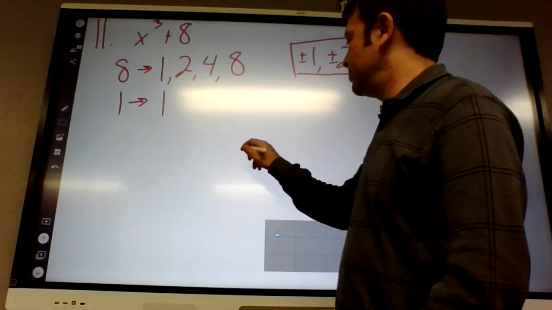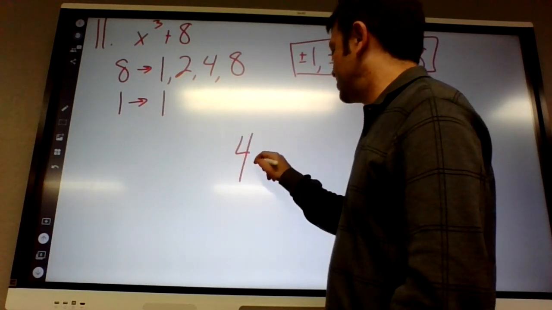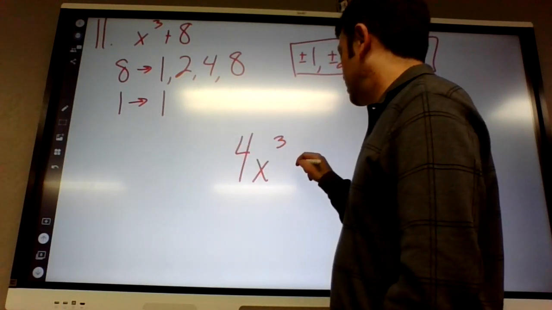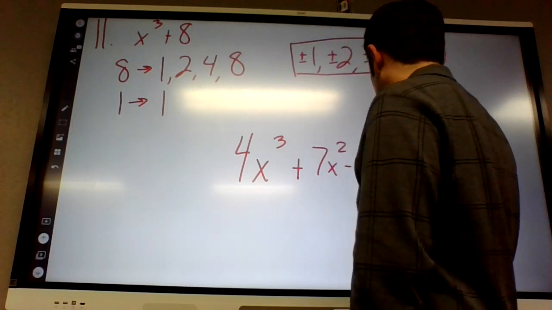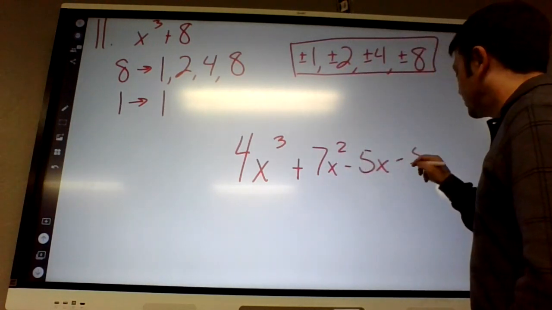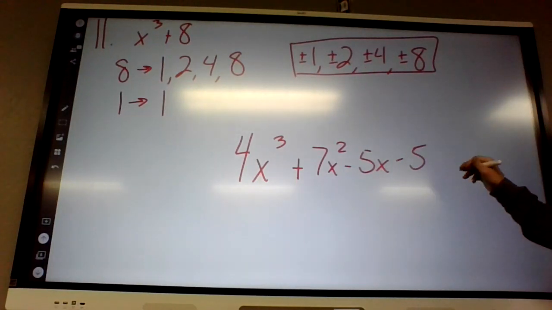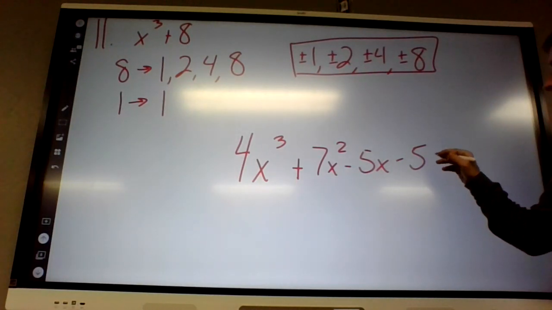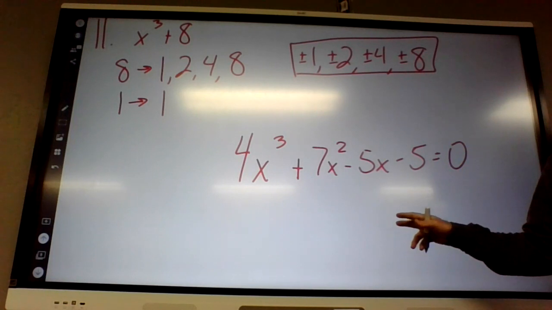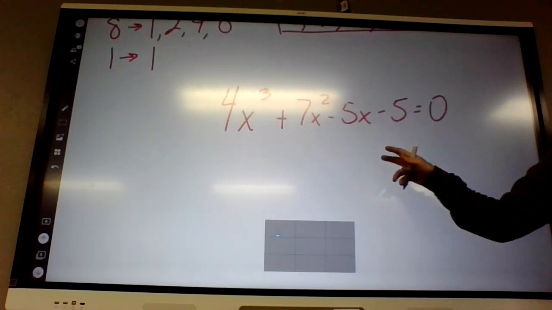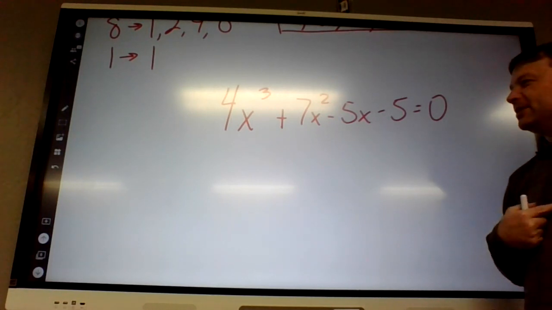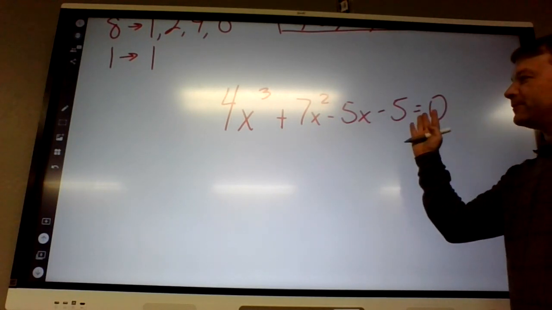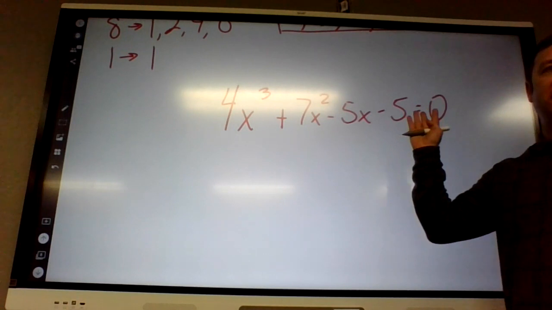I'm going to make up a problem like number 12. Okay, so I'll put a minus 5 on the end. Your job is number 12, not mine. So it's factors of 5, and it doesn't really matter that this is negative.